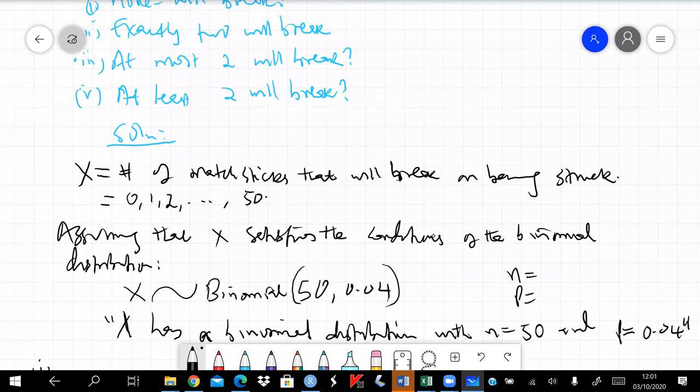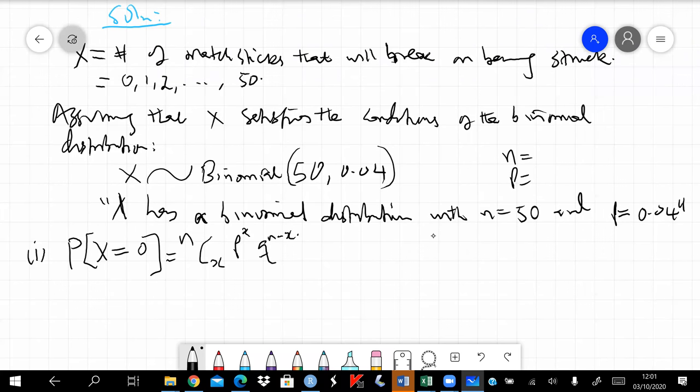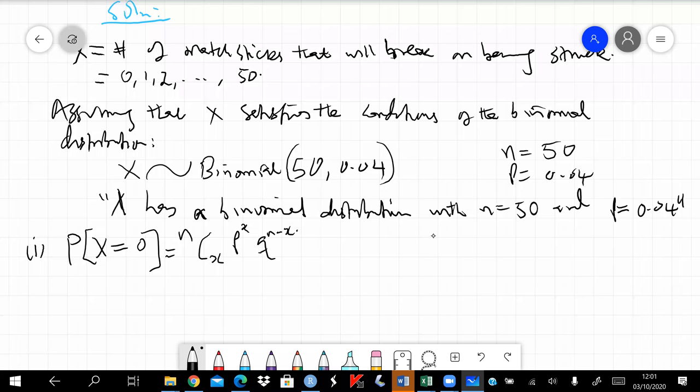We are looking for the probability that none will break. So we're looking for the probability that X is exactly equal to zero. The formula, let me write the general one first, is N choose X, then p to the power X, q to the power N minus X. We said N is 50 and p is 0.04, so I'm going to plug those in. Our small x here is zero, so this will be 50 choose zero.